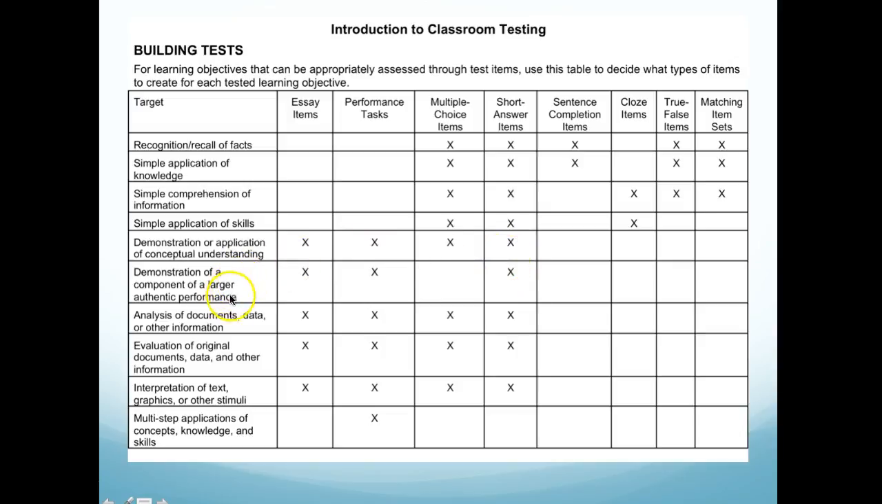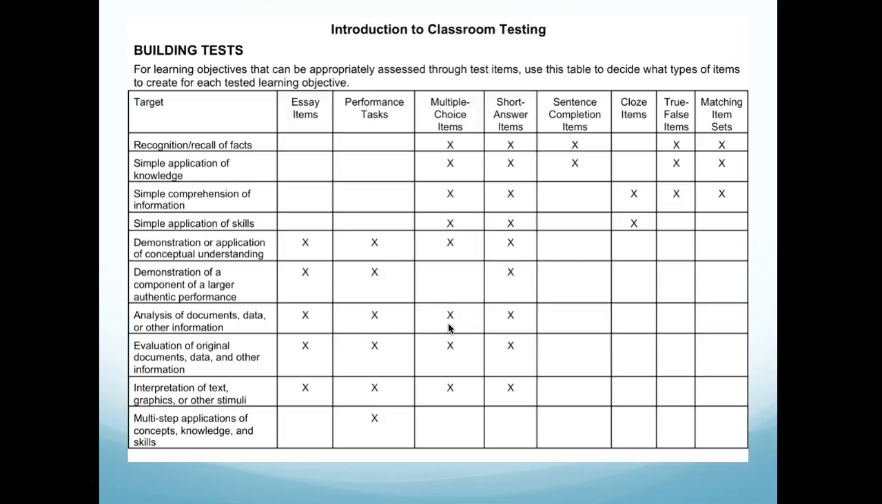Demonstration of a component of a larger authentic performance. An authentic performance immediately takes away items such as multiple choice. So you've got essay, performance, and short answer questions for that. Analysis of documents, data, or other information. Again, extended responses and multiple choice, because you can distinguish what would be a correct use of a type of analysis of data or not.